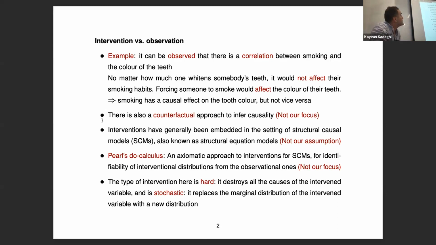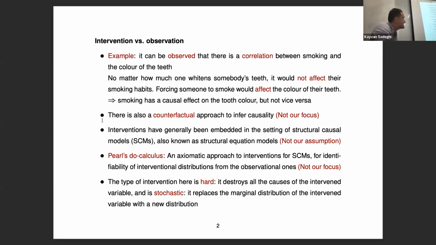Other than interventional distributions, there's a counterfactual approach to causality. We're not concerned with this here. The counterfactual approach is, if this had happened, then that would have happened, etc. And there are ways to measure this. So in the literature, this type of intervention is usually under the class of statistical causal models. This is Pearl's work and people at CMU like Peter Spirtes and Clark Glymour, etc. But this is not our assumption. So that's one of our main generalizations here.